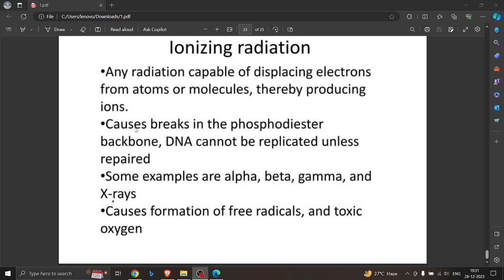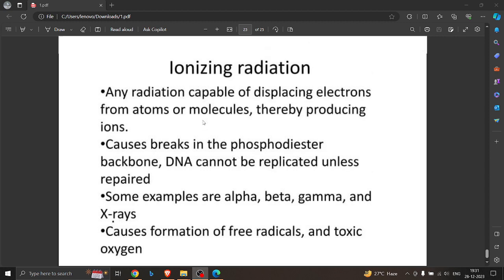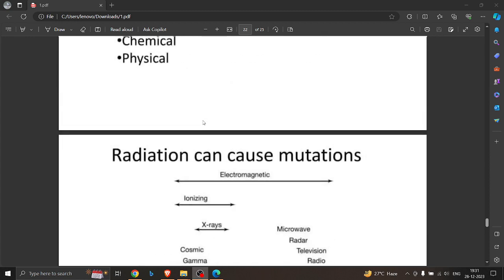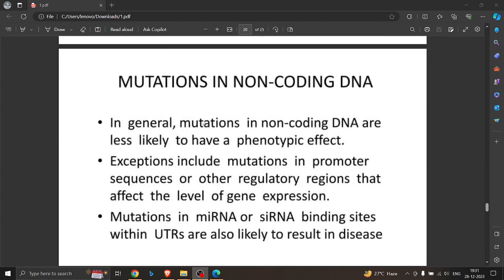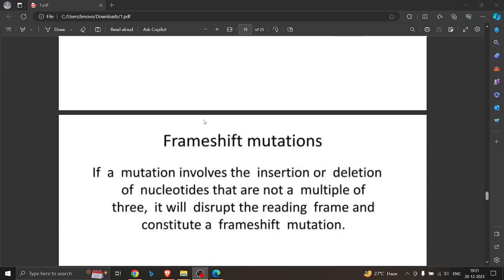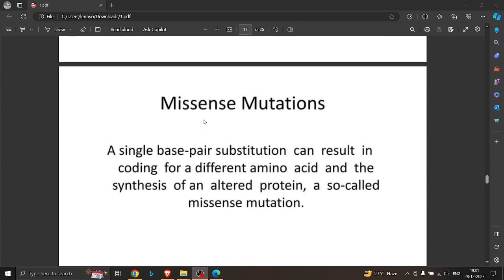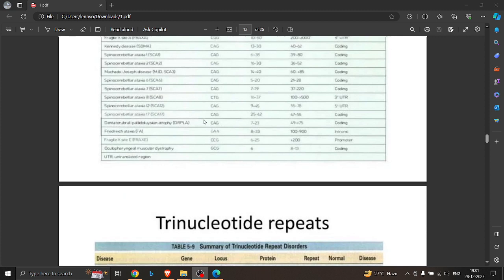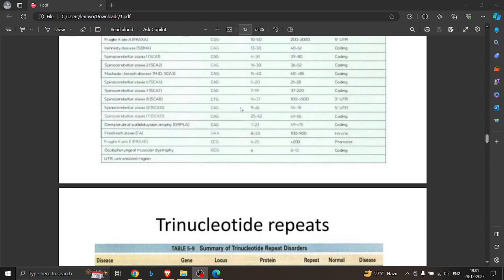Next, if you see here, these are the radiations. What I have explained are different radiations and the different effects which can be caused in the mutations, and I also explained about different types of mutations, how they have been affecting. Okay, students, this is all about mutations.